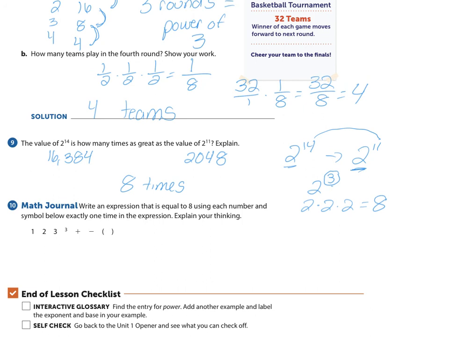Question 10, write an expression that is equal to 8 using the numbers and symbols below exactly 1 time in the expression. Explain your thinking. So we got to get this to equal 8. And if you're taking the time to watch this video, I actually want you to write this answer, send it in an email to me, what you think it could be. And maybe there'll be some extra credit or an extra point of some sort if you get to this point and you get it correct.